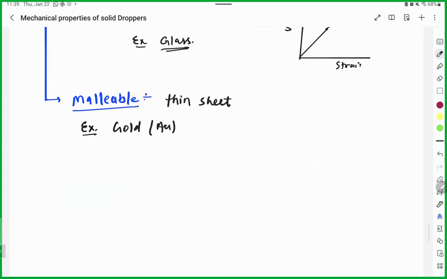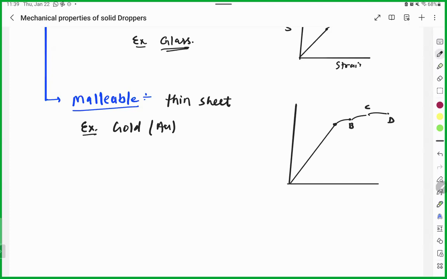Sandana, how should I draw this graph for malleable material? Is this correct? Like if I draw like this, here you have A point, then B point, and then C point, then D point, something like that.